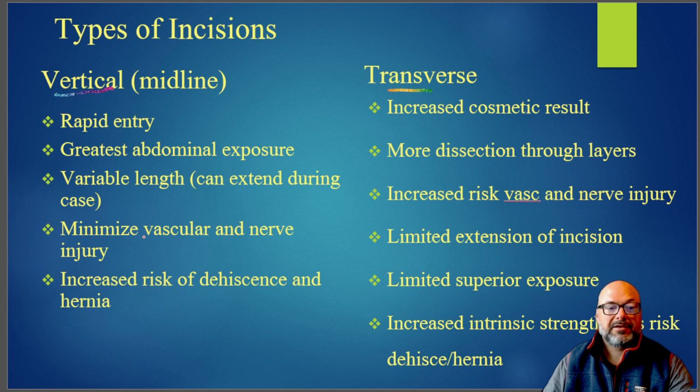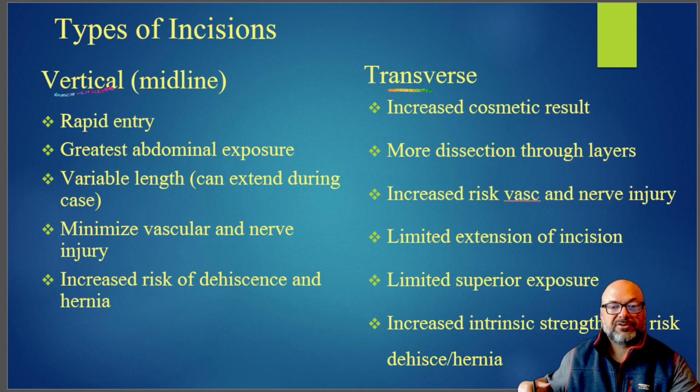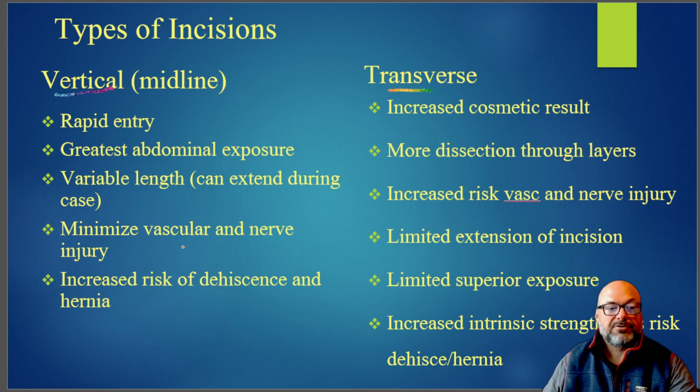Because you're going in the midline, nerves and vessels don't tend to cross the midline. I always think of that just in terms of the dermatomes as well. Remember, shingles is always on one side, doesn't cross the midline. So by staying in the midline, you can minimize vascular and nerve injury. However, you do have an increased risk of dehiscence and hernia with vertical incisions, and so the closure there, the fascial closure especially, is very, very important.